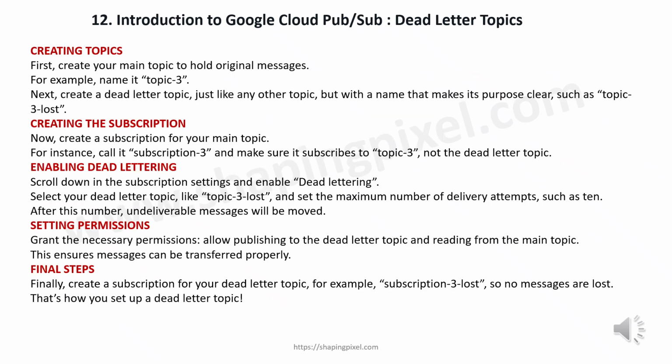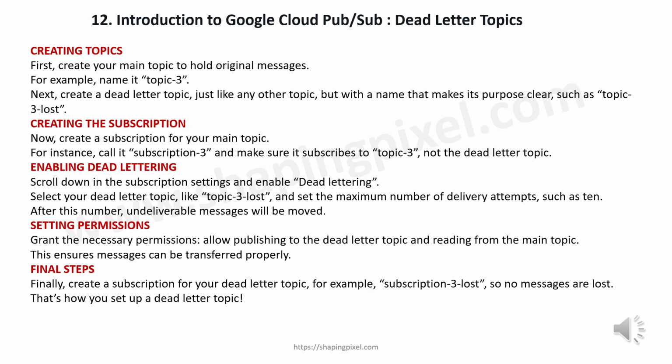When using Cloud Pub Sub, sometimes messages cannot be delivered to a subscriber, even after multiple attempts. To prevent losing these undeliverable messages, you can set up a dead letter topic. First, create your main topic to hold original messages. For example, name it Topic 3. Next, create a dead letter topic, just like any other topic, but with a name that makes its purpose clear, such as Topic 3-Lost. Now, create a subscription for your main topic.